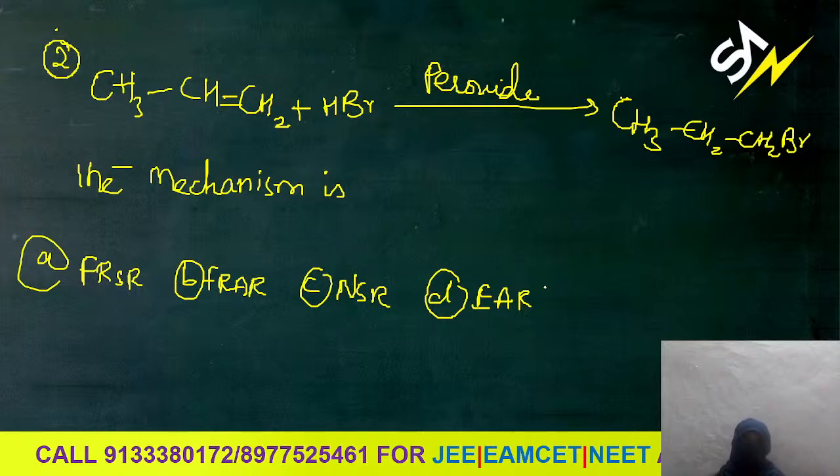Think and tell the second one. Alkene, adding HBr in the presence of peroxide. They are giving the product also. They are asking the mechanism of this reaction. Very good, radical addition reaction. Very good. So with this, we finish today's class.